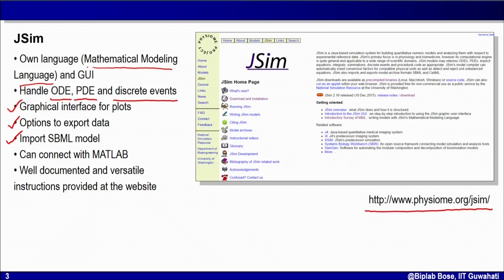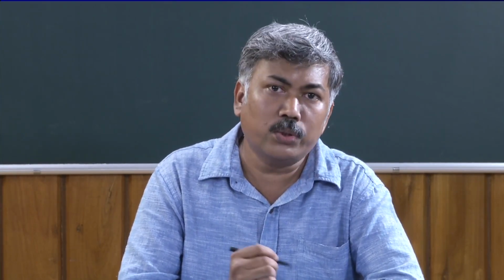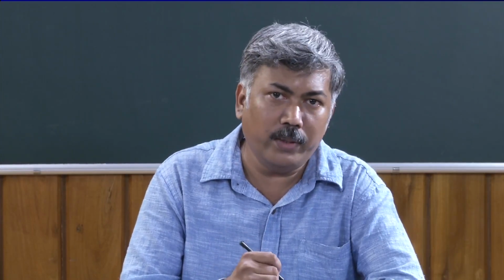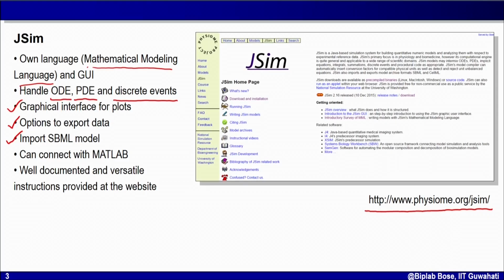As you know, dynamical models are very common in systems biology. And different people use different languages and different software to simulate these models. That's why scientists are trying to develop a common markup language that will be used by everybody working in the field of systems biology. Systems Biology Markup Language is one such effort. And interestingly, JSim can export and import its models in SBML format. You can also connect JSim with MATLAB. That's a very powerful option you have.